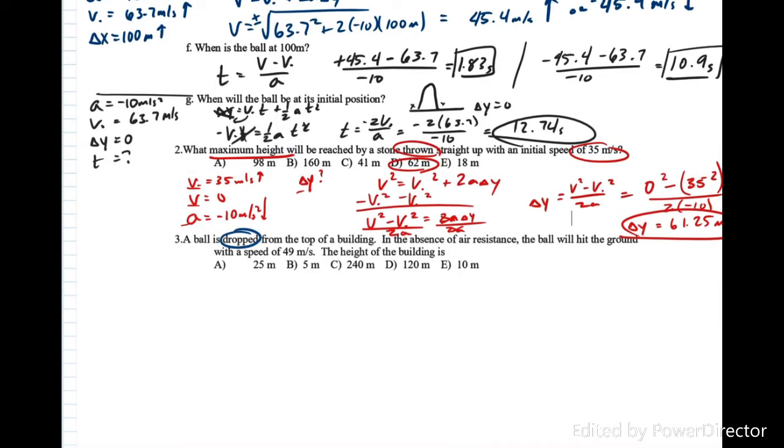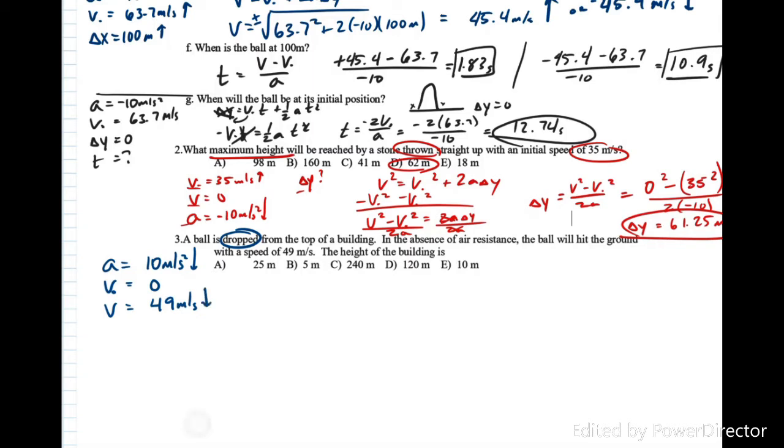Number 3, a ball is dropped from the top of a building. Reading through that, dropped right away tells me that we are in free fall. We have 10 meters per second squared down. And it's dropped, so it tells me that the initial velocity is 0. In the absence of air resistance, it will hit with the speed of 49 meters per second. If I drop something, the speed that it hits the ground is also down.